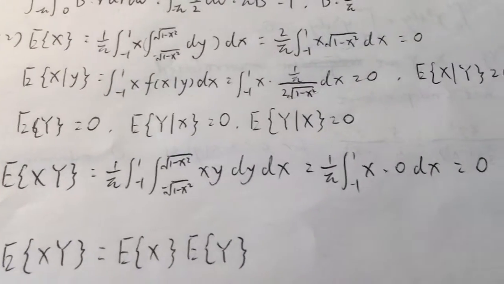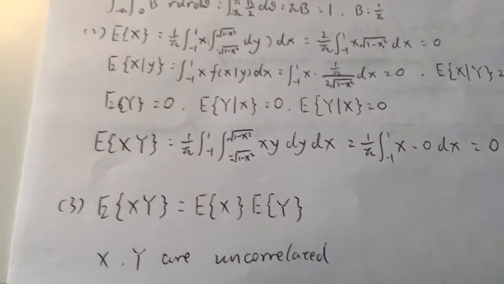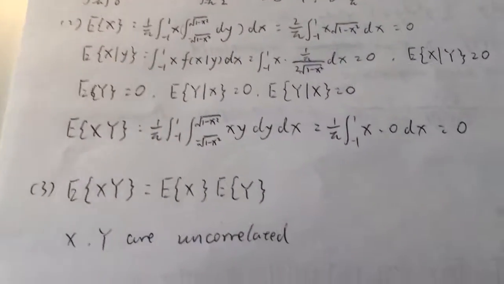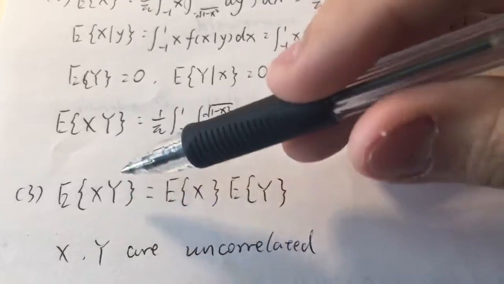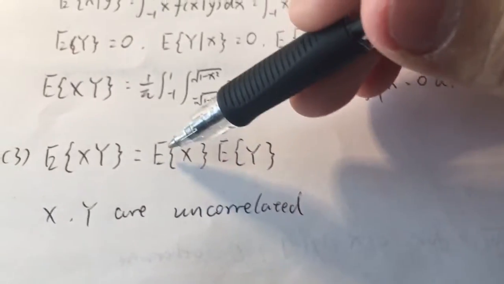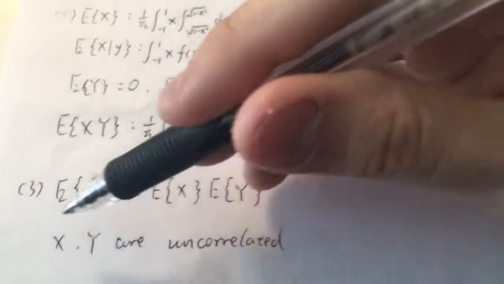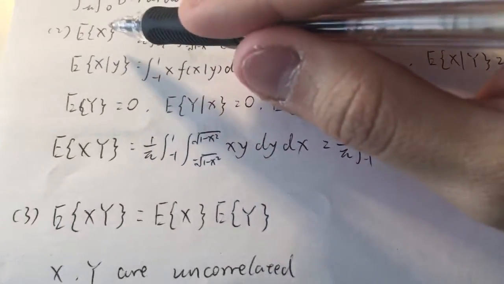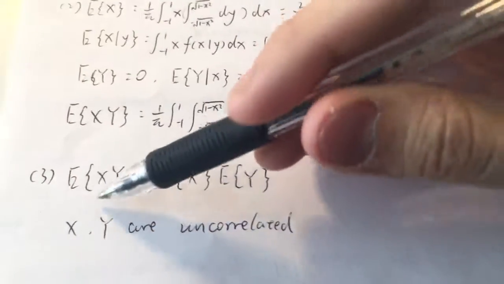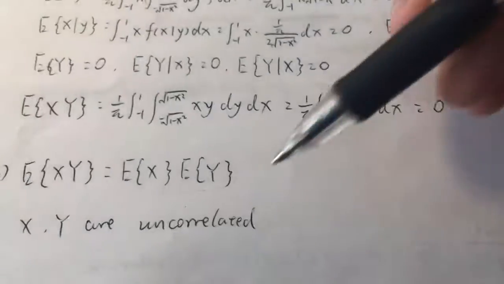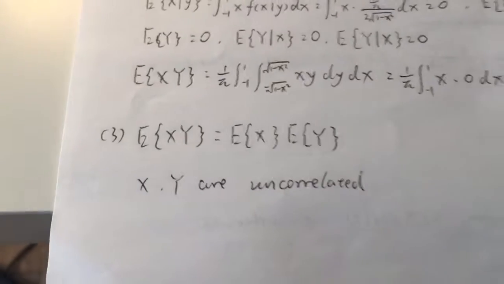Now in the third question we need to prove or disprove that x and y are uncorrelated. It's easy, because according to the definition, when they are uncorrelated, the expected value of x multiplied by y should equal the expected value of x multiplied by the expected value of y. From the second question we know that all of the expected values are 0. So it's easy to see that this equals this. So x and y are uncorrelated. That's the whole story of this problem.